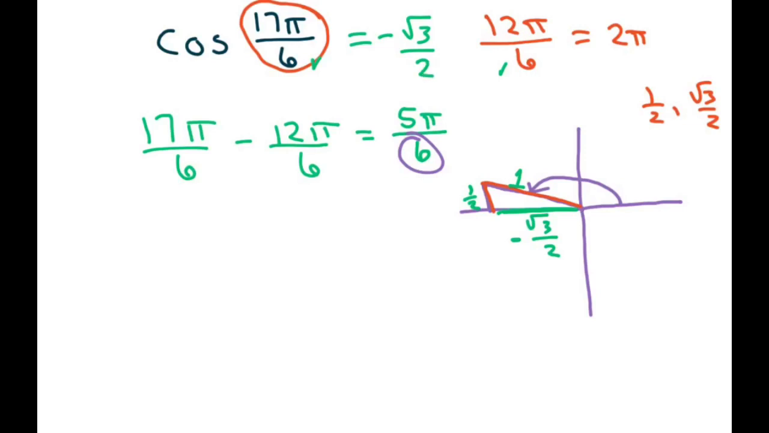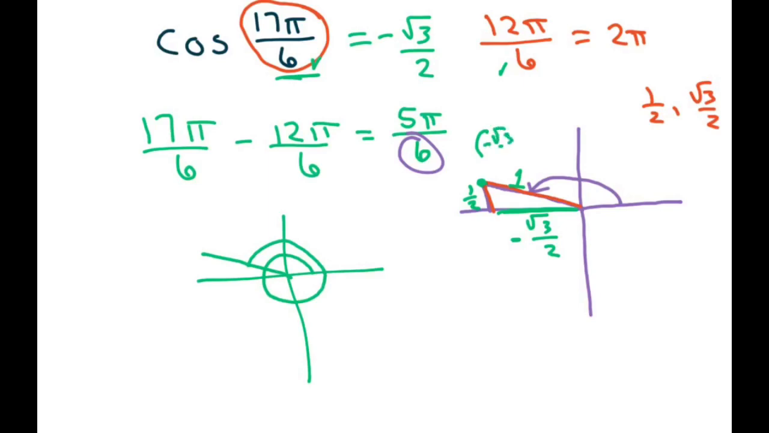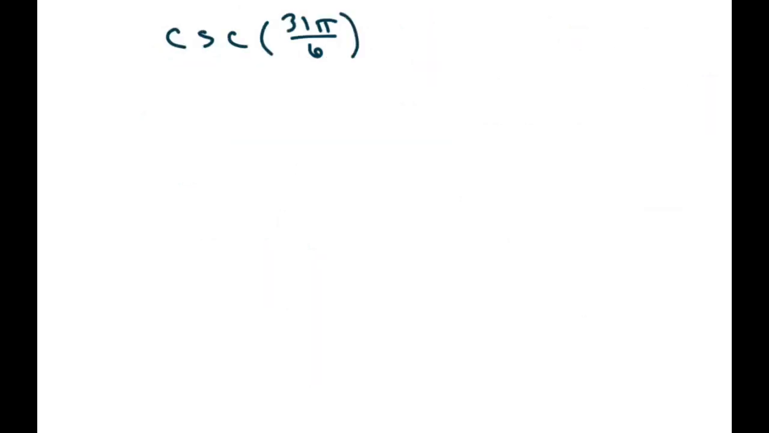Alright? And what all this 17 pi over 6 means is that you go all the way around, then you come back around to the same point. So this point here is negative square root of 3 over 2, 1/2, and cosine is your x. Cosine is your x, because that's your adjacent to the angle. And this point here would be the same point. You're just going around twice.